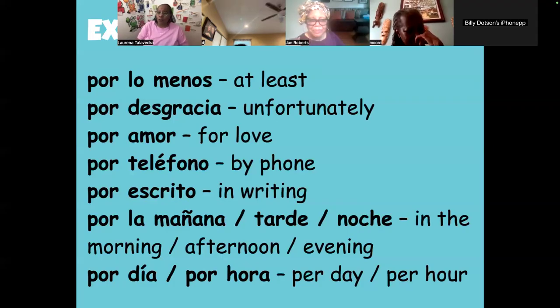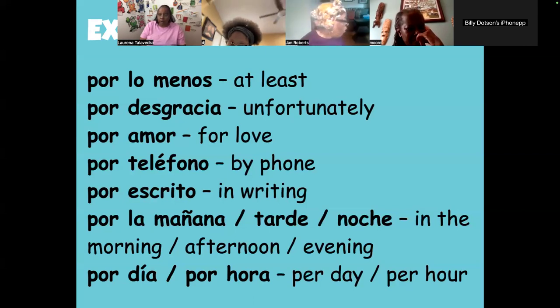Por teléfono is showing you the way or the manner that. That's why it says by telephone. Can you use that in a sentence? Sí, yo te llamé por teléfono. I'll call you on the phone, because I can call you by Zoom.